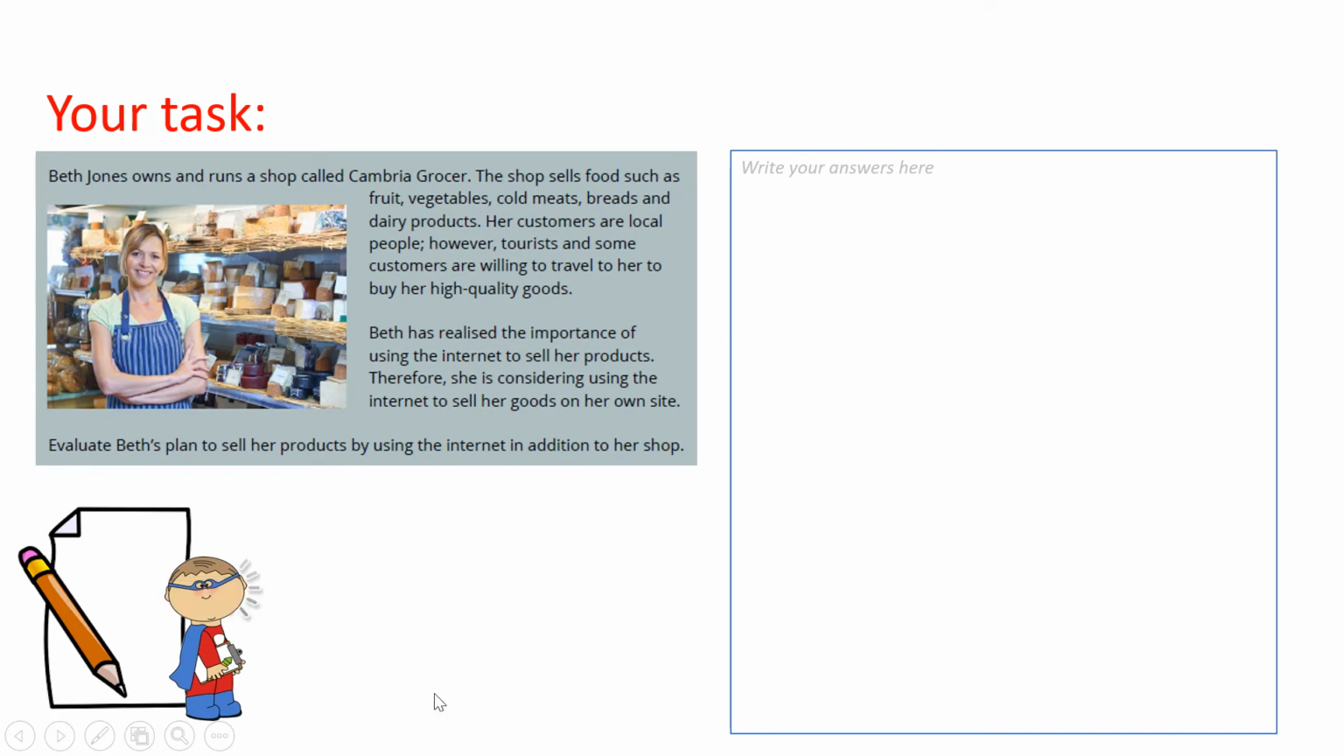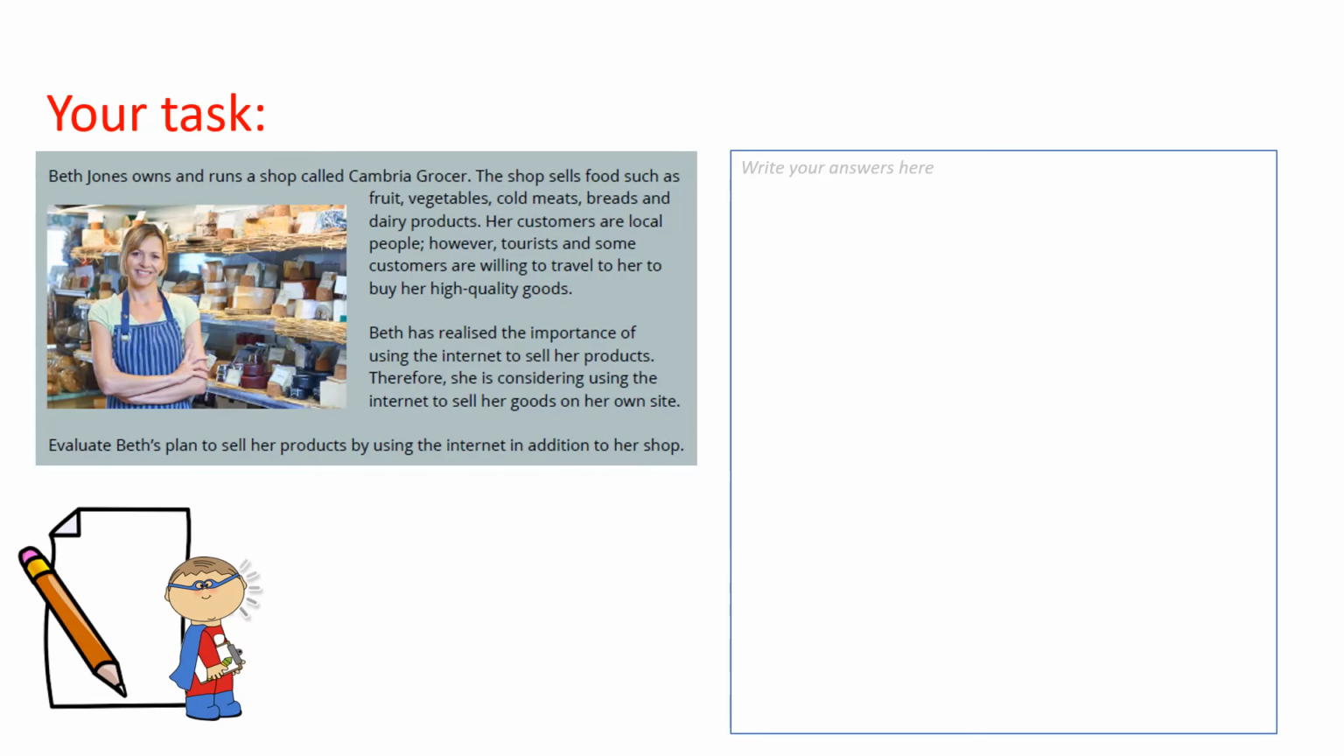Your case study task. Beth Jones owns and runs a shop called Cambria Grocer. The shop sells food such as fruit, veg, cold meat, breads and dairy products. Her customers are local people, however tourists and some customers are willing to travel to her to buy her high quality goods. Beth has realised the importance of using the internet to sell her products. Therefore she is considering using the internet to sell her own goods on her own site.